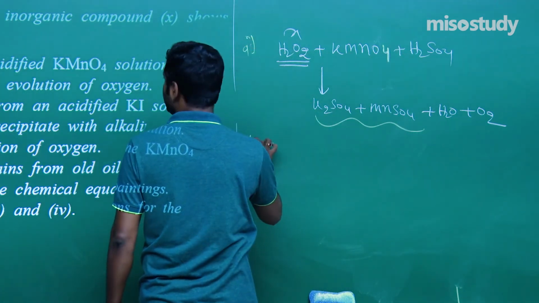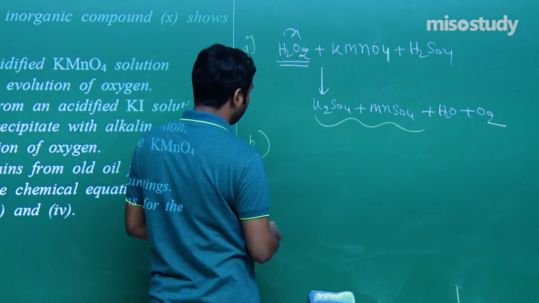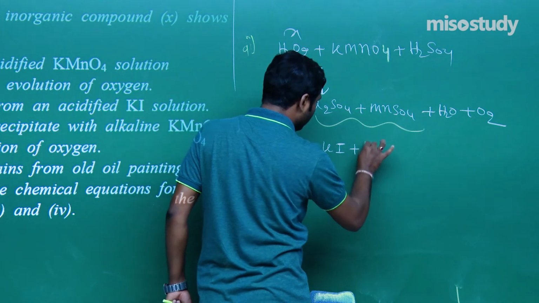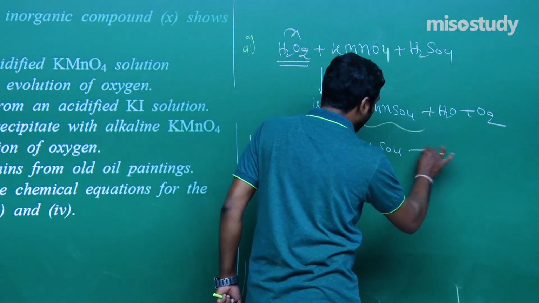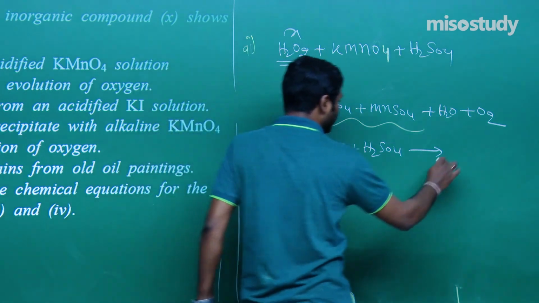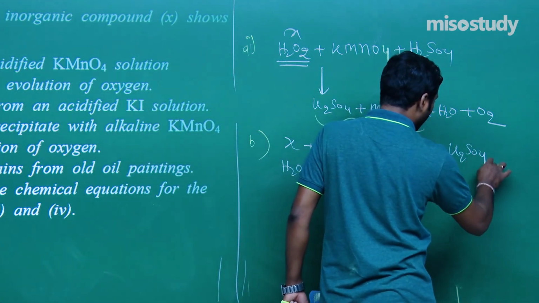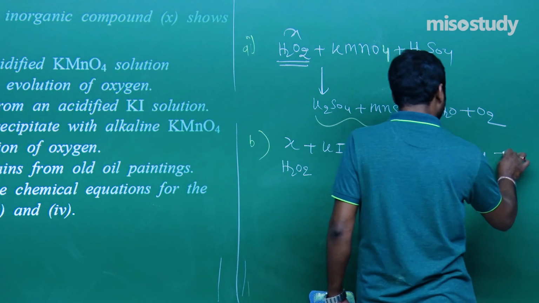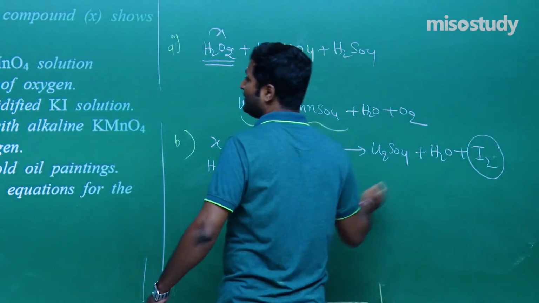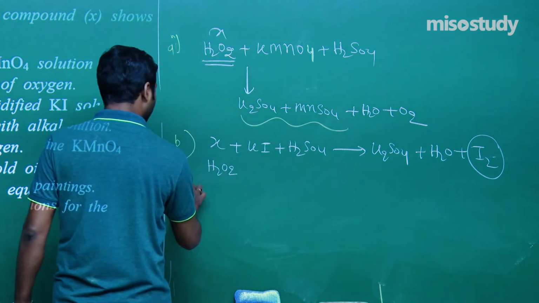Now the second one is it liberates iodine. As we know, X on treatment with KI in the presence of H2SO4, if X is H2O2, gives K2SO4, then H2O, and then I2. That is, it liberates iodine. Clear? Do you remember? Familiar?